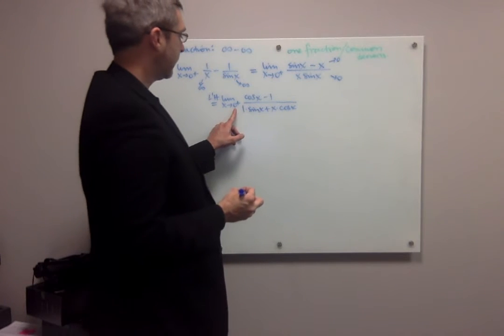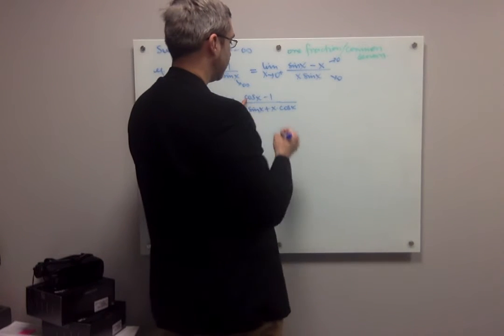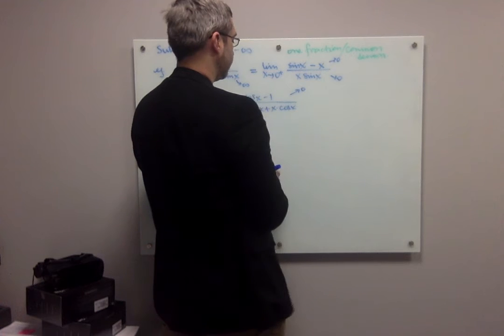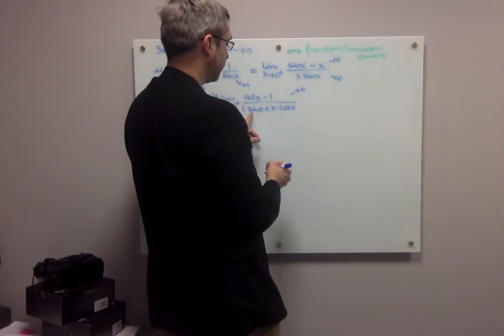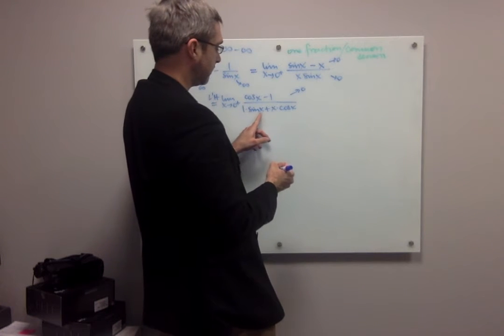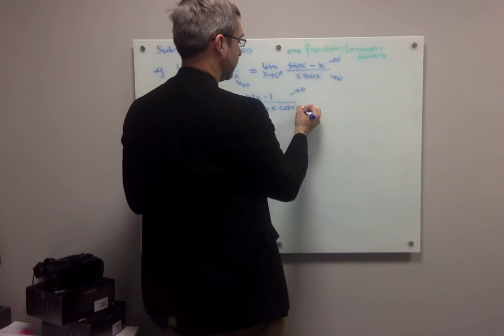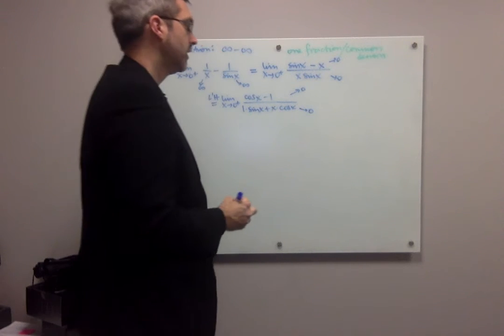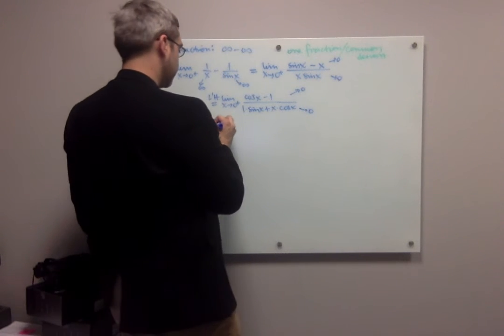So now when I let x go to 0, cosine of 0 is 1. 1 minus 1 is 0. The top goes to 0, and the bottom, sine of 0 is 0, and 0 times 1 is 0, so the bottom still goes to 0. So I am now going to do L'Hopital's rule again.